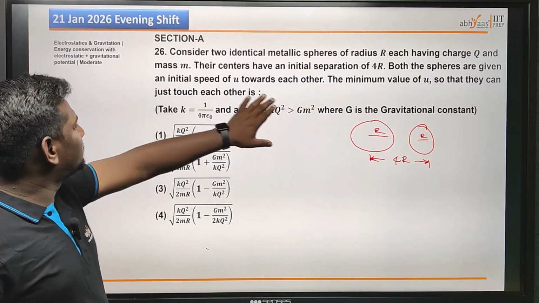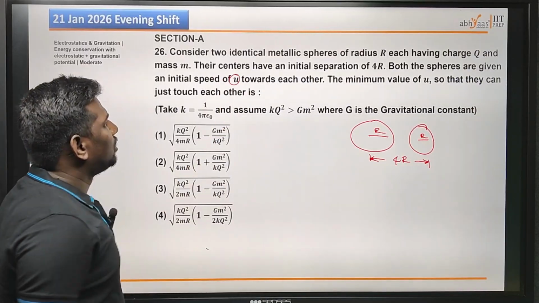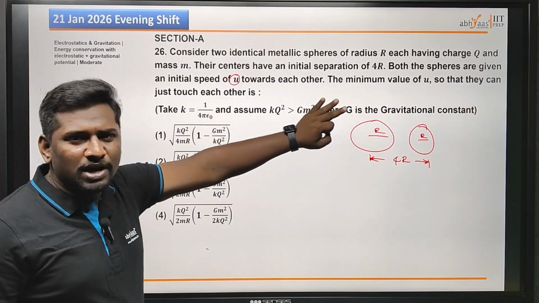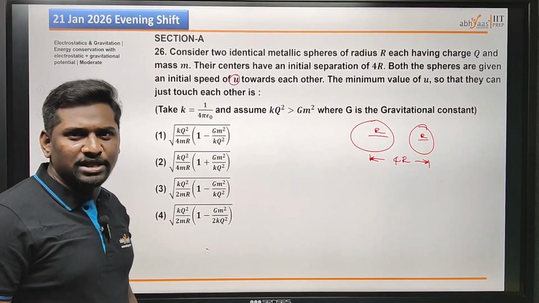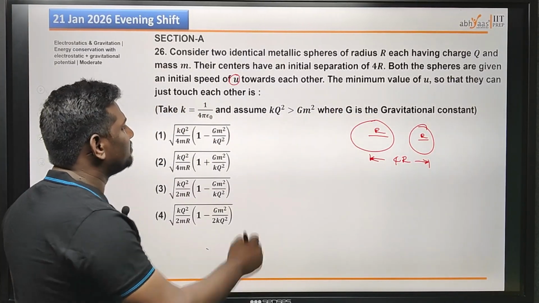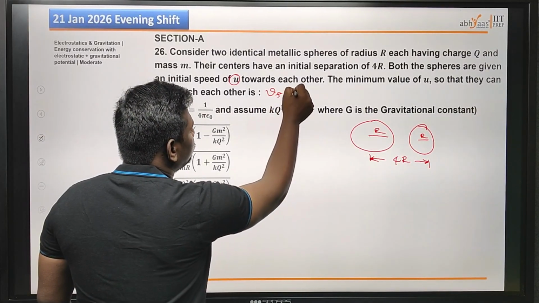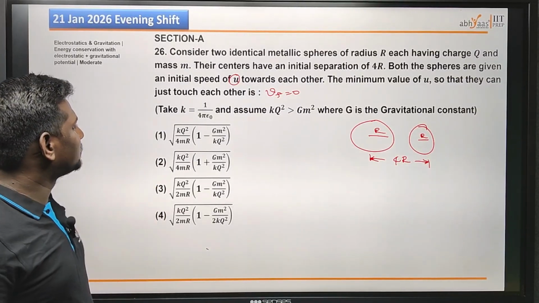Both spheres are given an initial speed of u, small u, towards each other. They are moving towards each other. The minimum value of u so that they can touch each other. What does that mean? The final velocity is equal to 0. That is the meaning of the sentence.